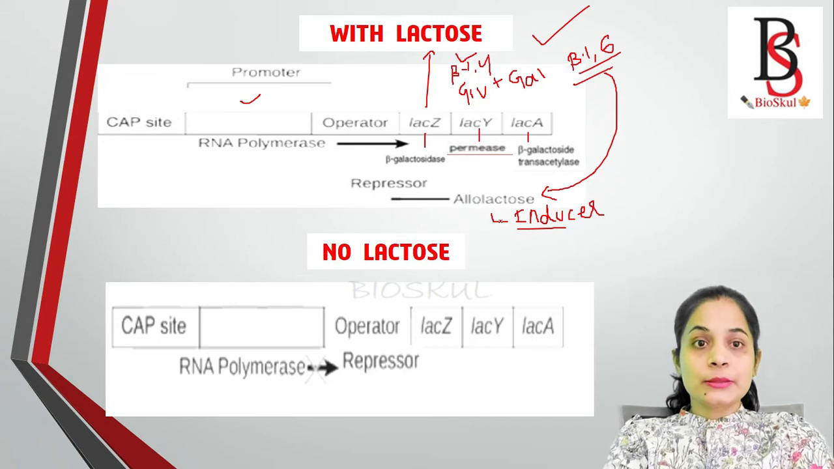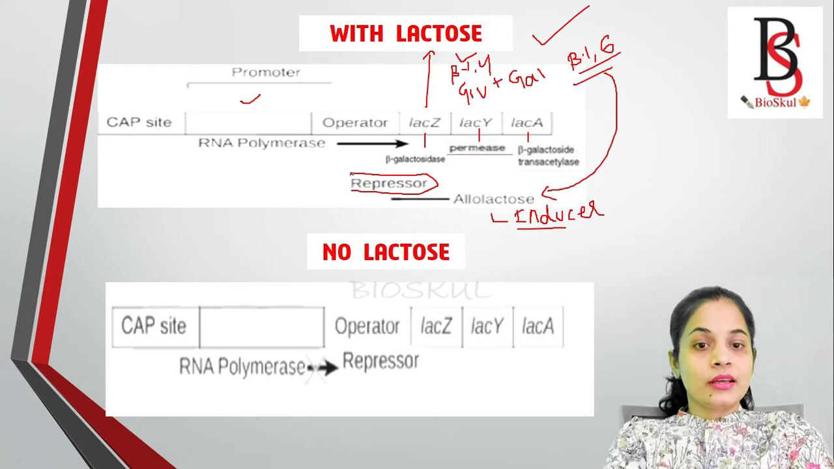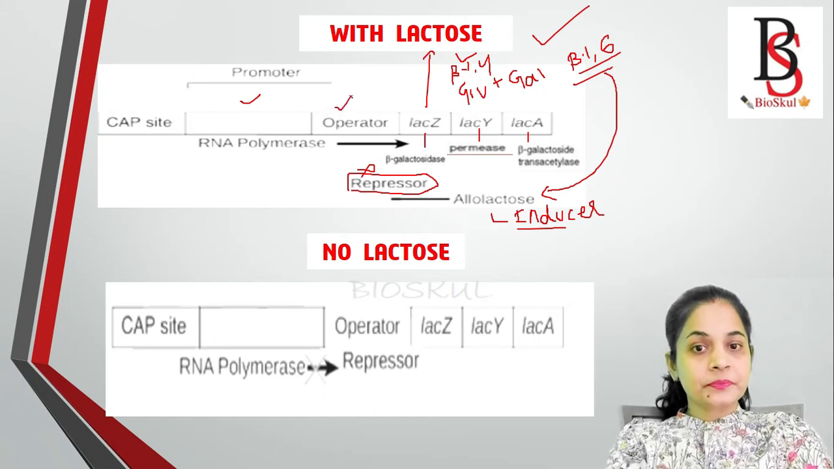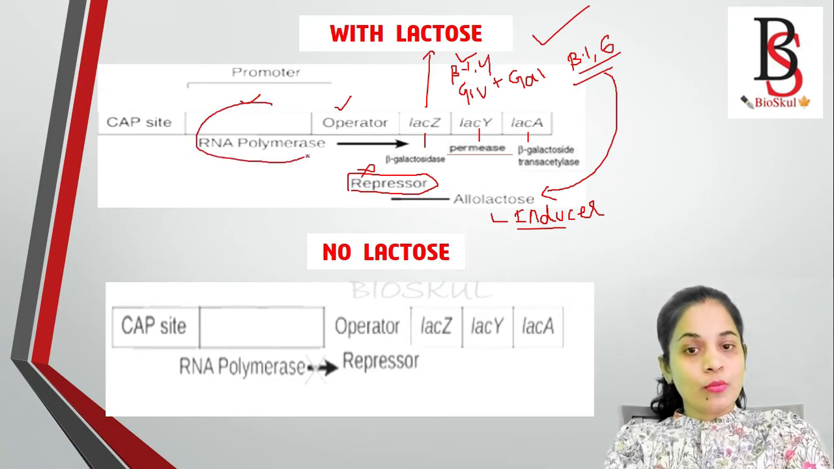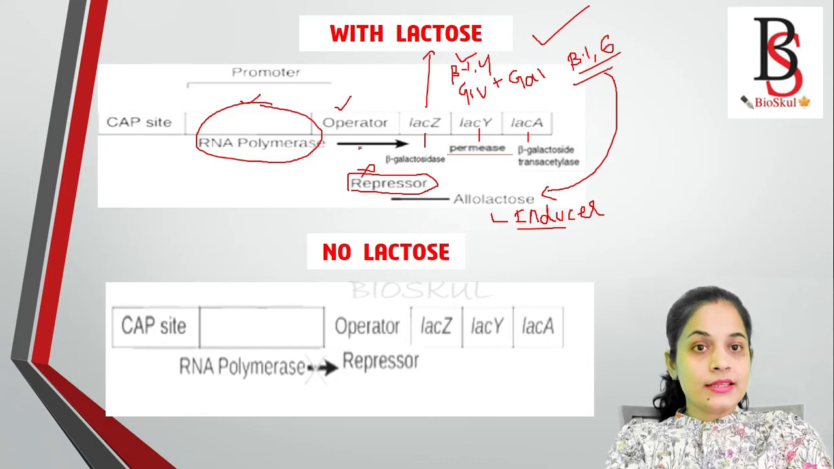If the inducer is present, then this inducer will bind to the repressor. The conformation of the repressor will change, and the repressor now cannot bind to the operator region. So the operator region is now free. Now RNA polymerase can bind to the promoter region and it helps in the transcription process. So if the glucose is present, then the transcription process will be on.